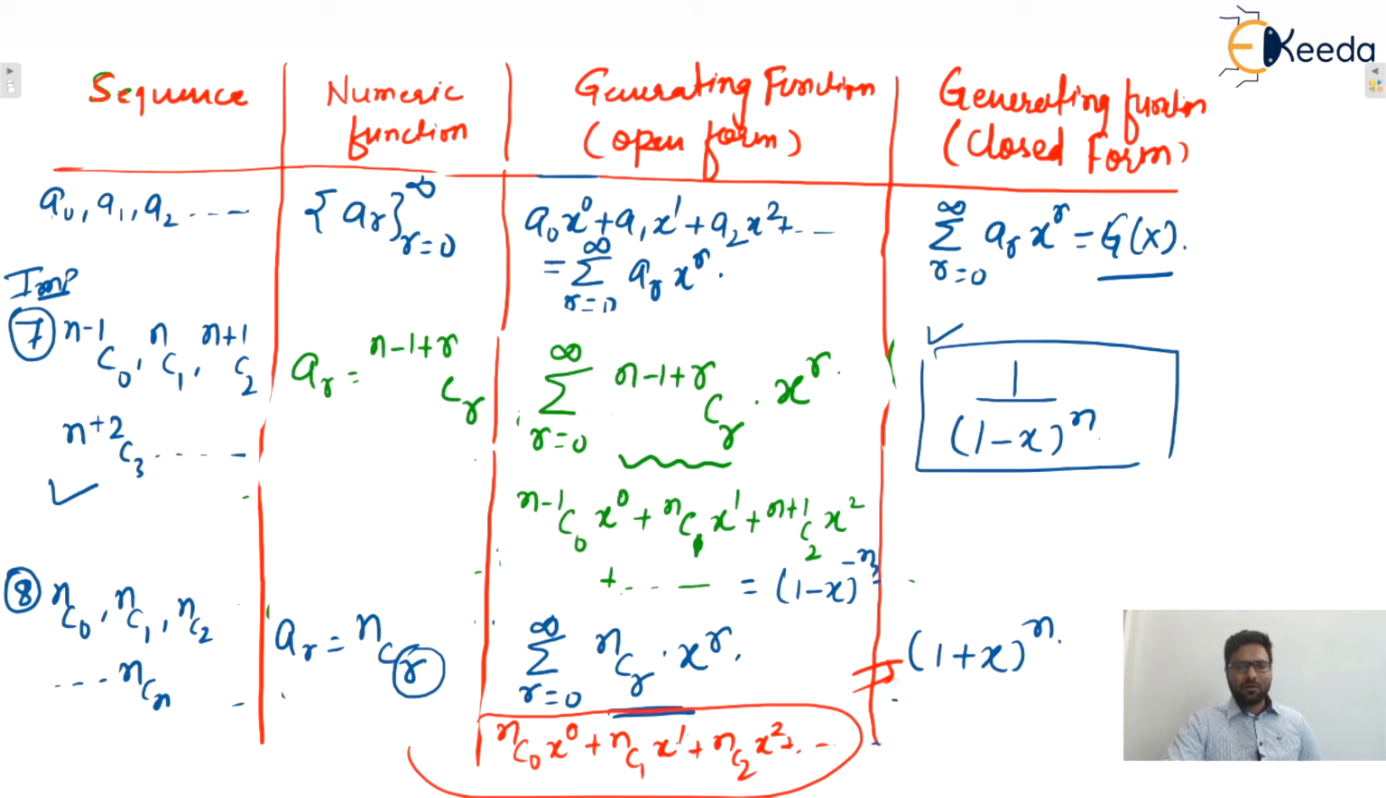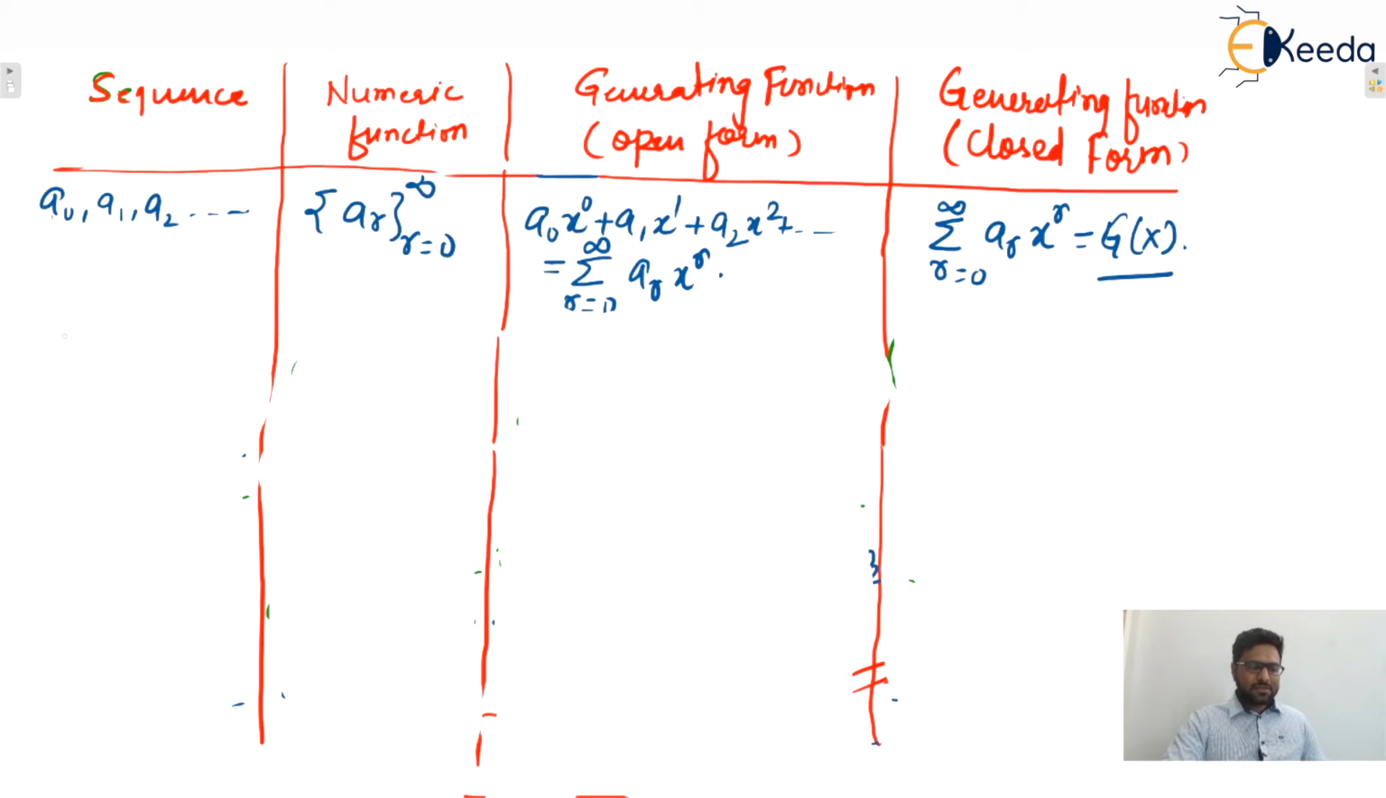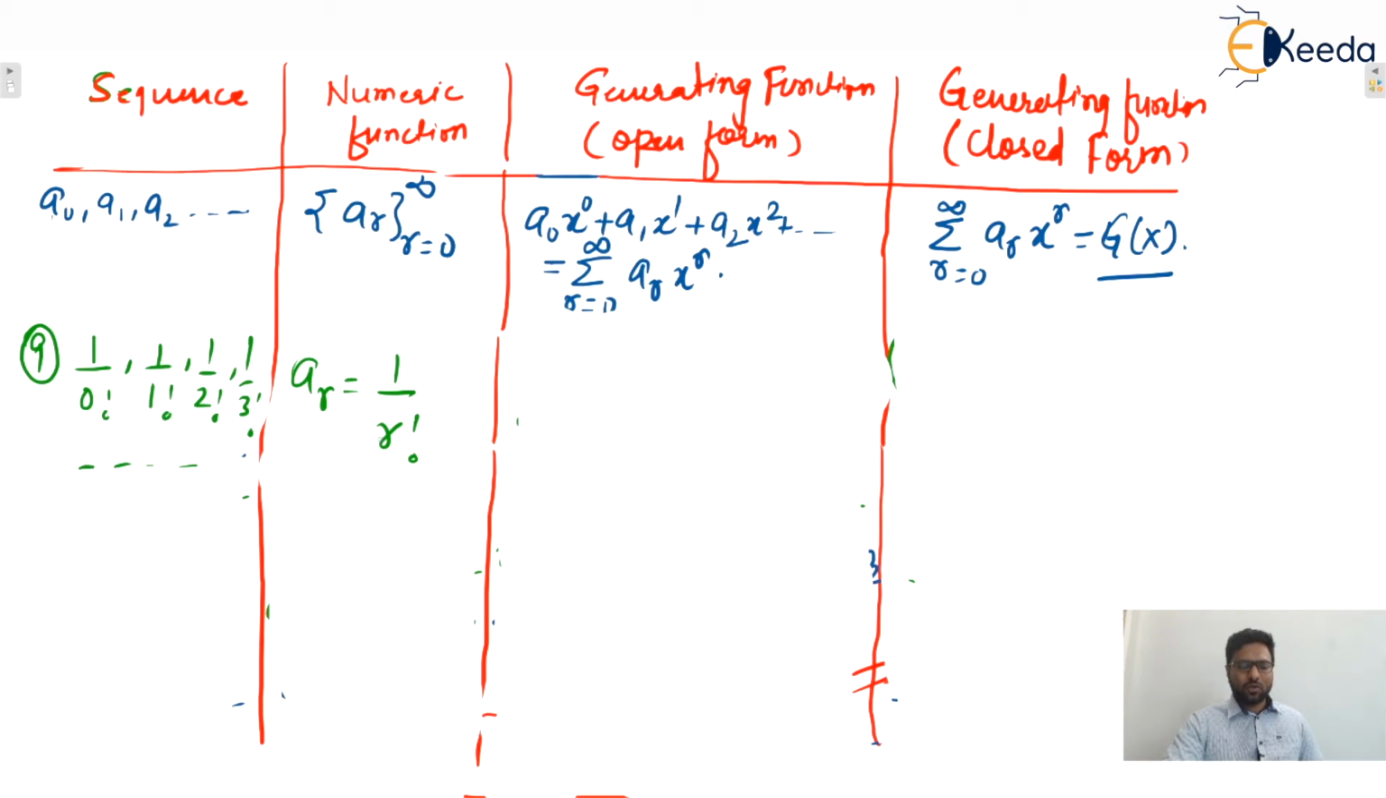We'll see the remaining ones also. So I'm going to erase these ones also. Next one, let's say, ninth one. Ninth one sequence is given to you 1 by 0 factorial, 1 by 1 factorial, 1 by 2 factorial, 1 by 3 factorial, and so on up to infinity. So you know very well, this is a_r. a_r is what? 1 upon r factorial. r is from 0 to infinity.